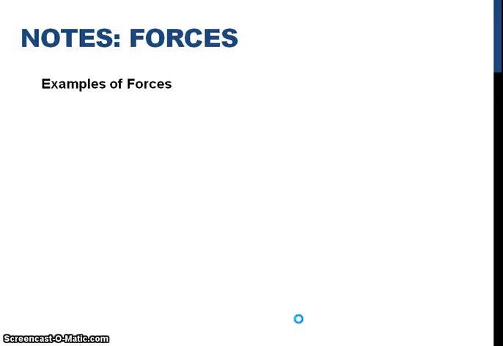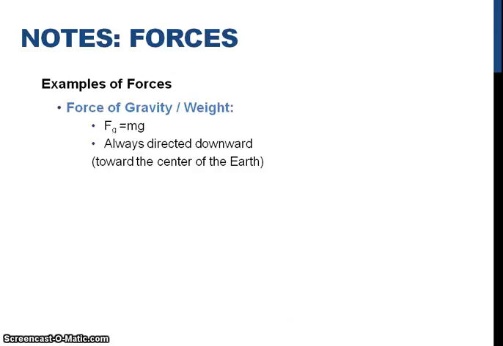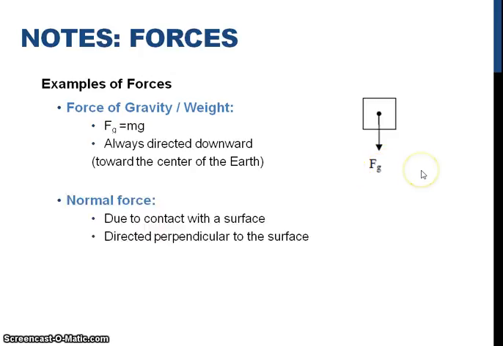So there's some examples of different kinds of forces, and these are in the lecture notes as well. One example that we've talked about in class before is the force of gravity, or weight. So that's the force of the earth pulling down on an object, and we typically draw that as an arrow coming from the center of the object and directed downwards. And we label it with an F and a small g to mean the force of gravity.